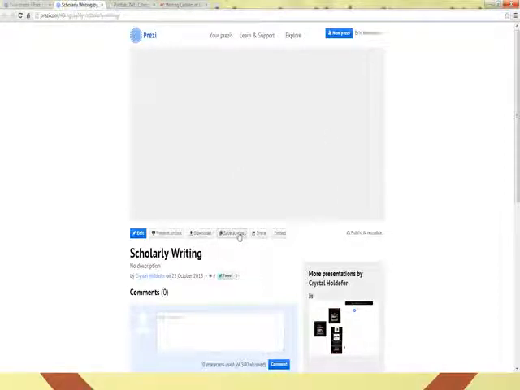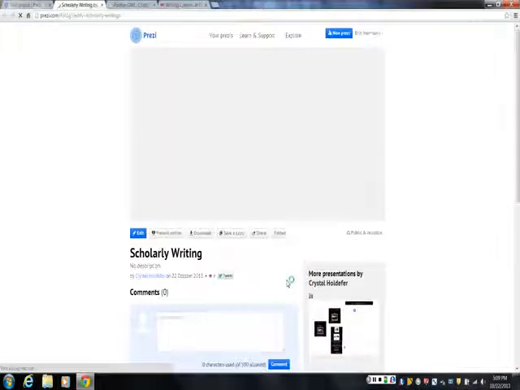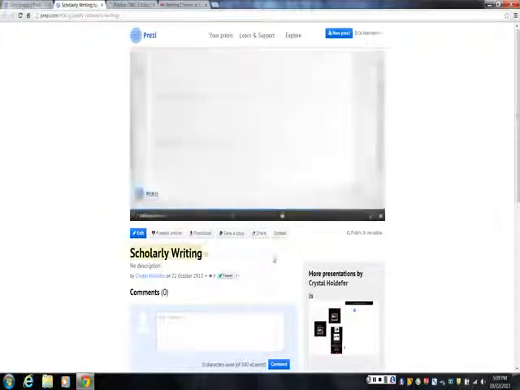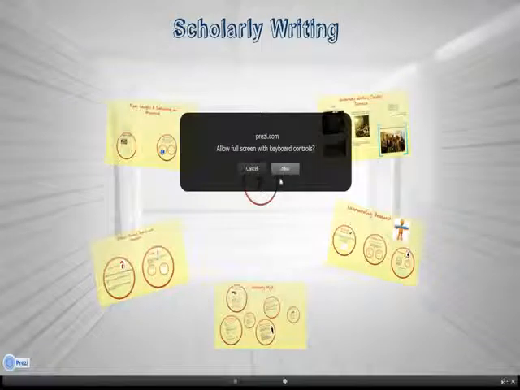Basically, what that link does is it'll show you APA beside MLA beside Chicago, and it'll show you what the differences are: how you say your author in Chicago, how you say your author in APA, and how you say your author in MLA.